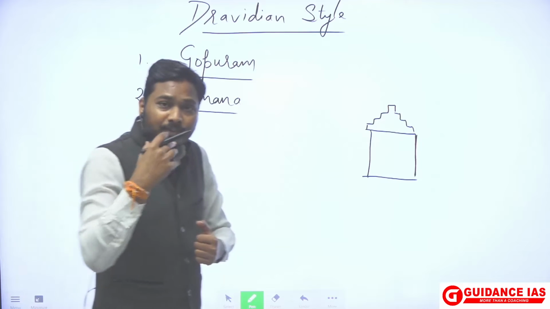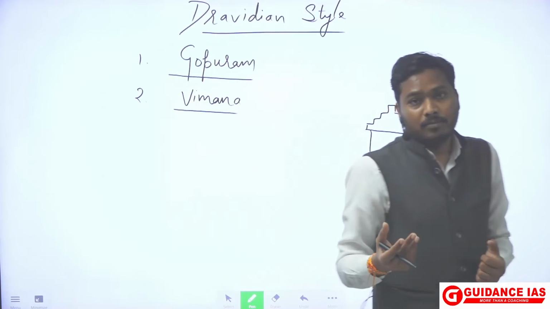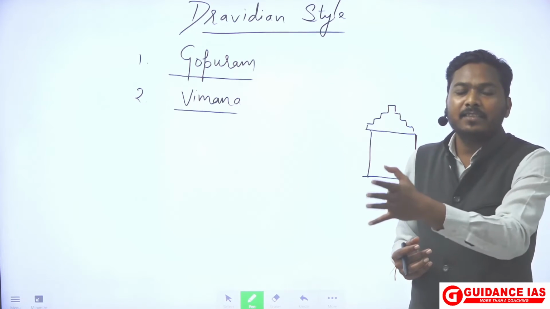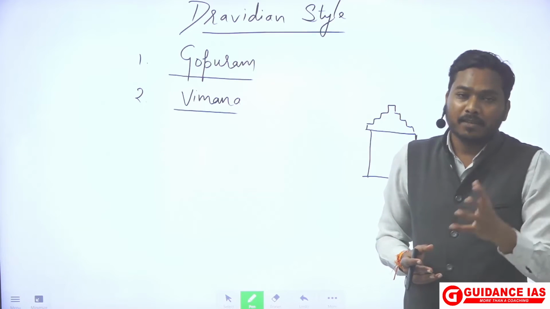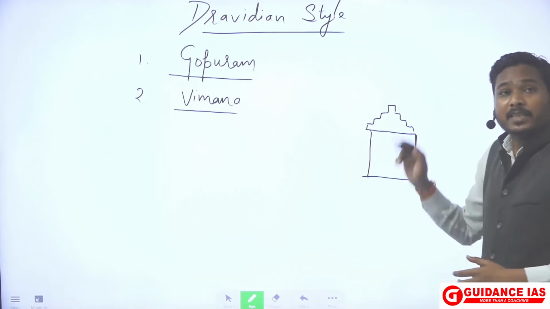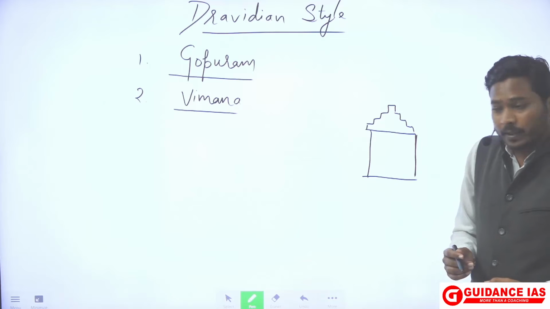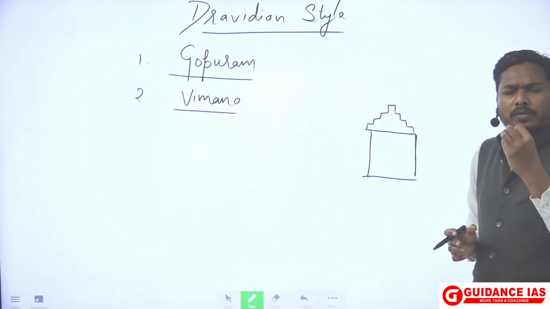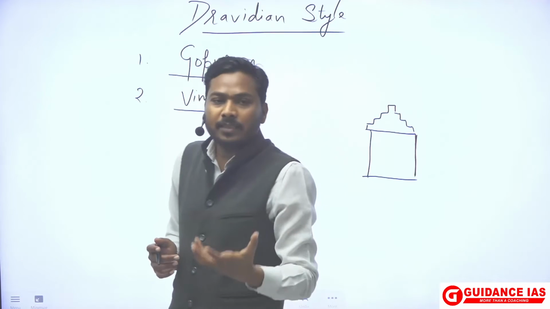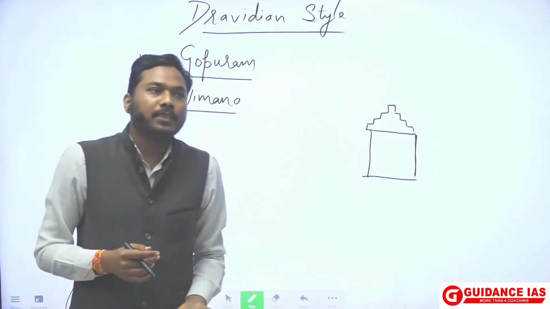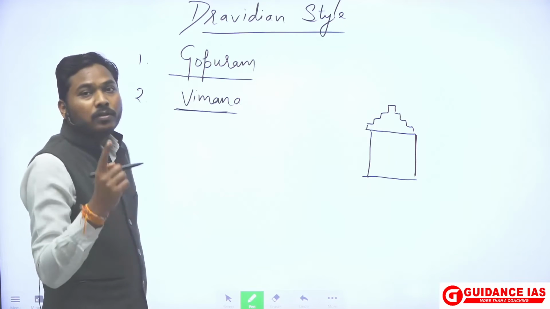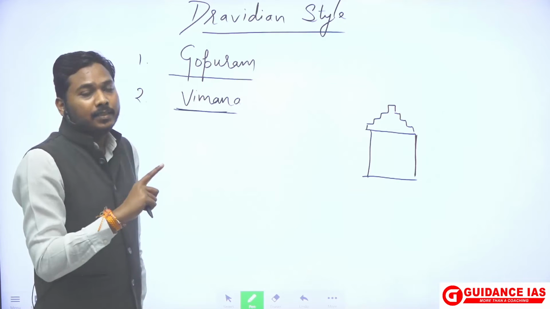Now, by seeing the tower of any particular temple, you can easily differentiate whether it is Nagar style or Dravidian style. If it is curvilinear, then it is Nagar style. If it is pyramidal, it is Dravidian style. Okay, so that is the most visible differentiation between a Nagar style temple and a Dravidian style temple. So it is called Viman. We call it Shikhar in Nagar style.